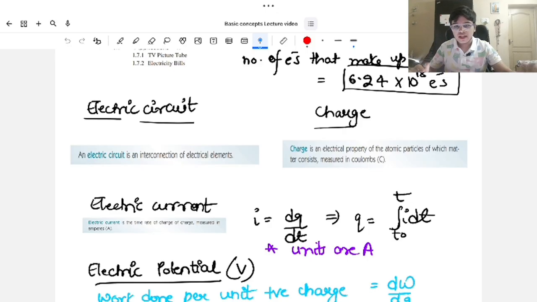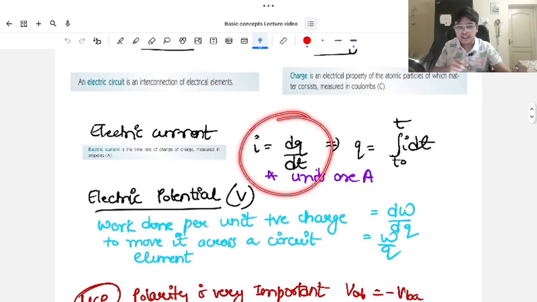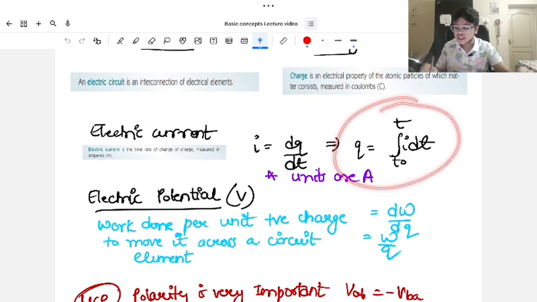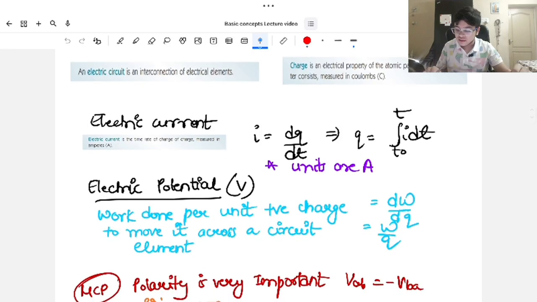Electric current. Electric current is the rate of change of charge, which is measured in amps. You can write this as i equals dq by dt. You differentiate charge with respect to time, and in order to get the charge, you integrate the current with respect to time, right? And the units are amps.